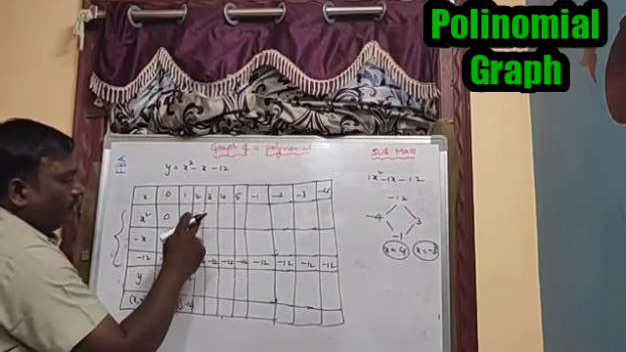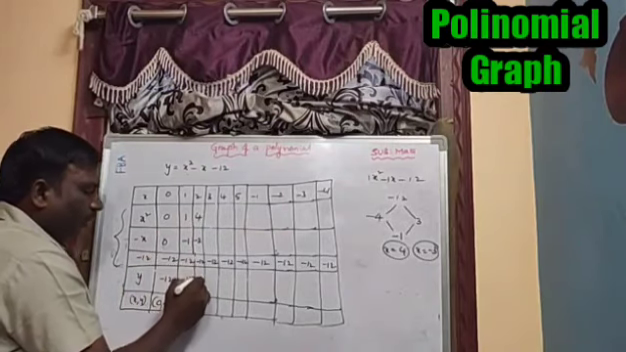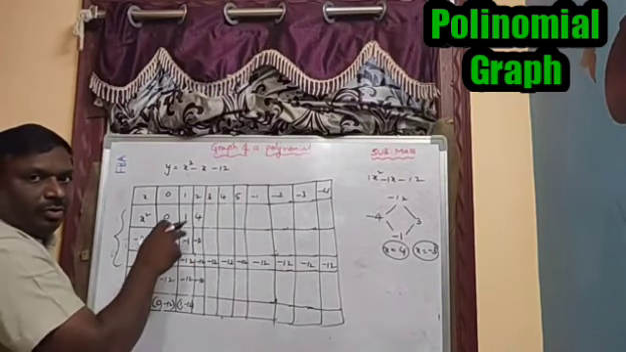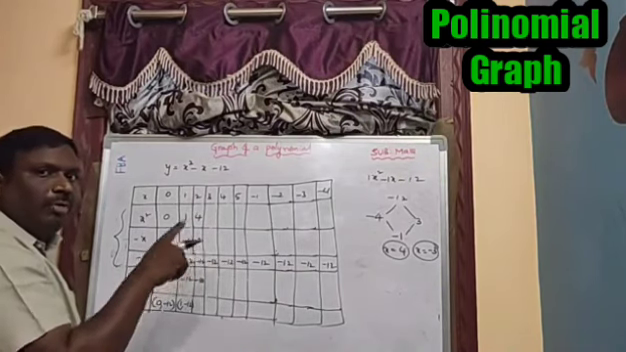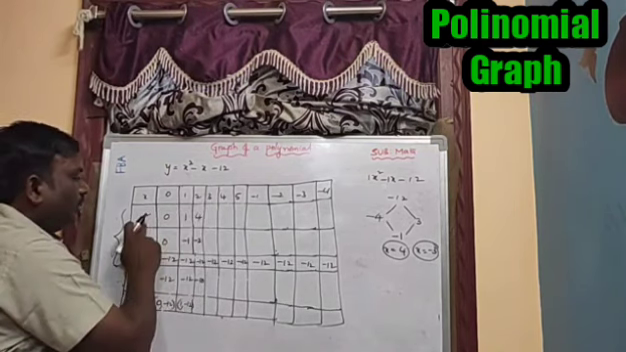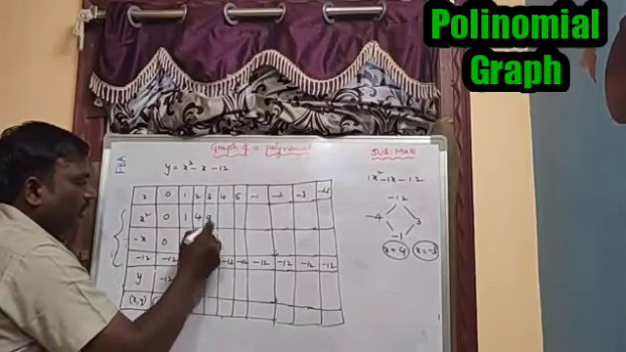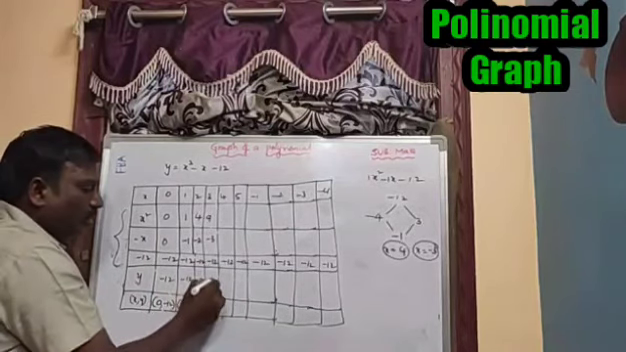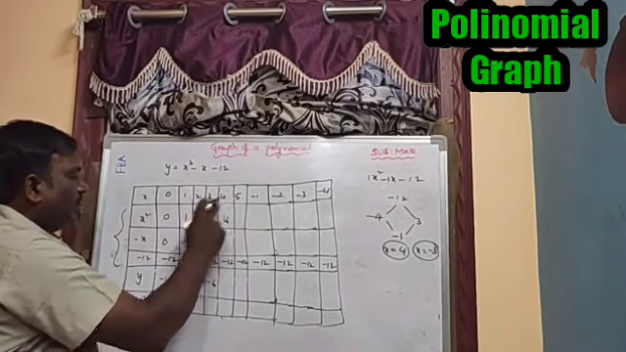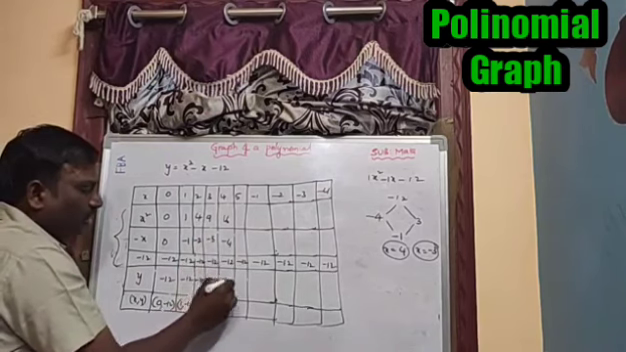So now take this one. Simplify these two. 4 - 2, 2. 2 - 12, -10. Be careful about simplification. If you make a mistake in simplification, definitely your graph will become wrong. So now coming to the third, 3 square, 9. 3 square is 9, -3. 9 - 3 is 6, 6 - 12 is -6. Now coming to point 4: 4 square, 16, -4. 16 - 4, 12. 12 - 12, 0.